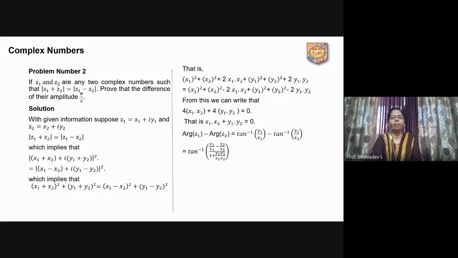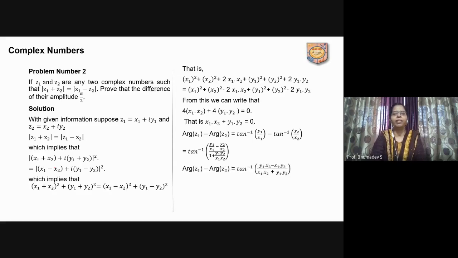Argument of z1 minus argument of z2 can be written as tan inverse of y1 upon x1 minus tan inverse of y2 upon x2. If you apply the formula, the simplification for this can be written as tan inverse of y1 upon x1 minus y2 upon x2, the whole thing upon 1 plus y1 y2 upon x1 x2. Simplify the term within the bracket.